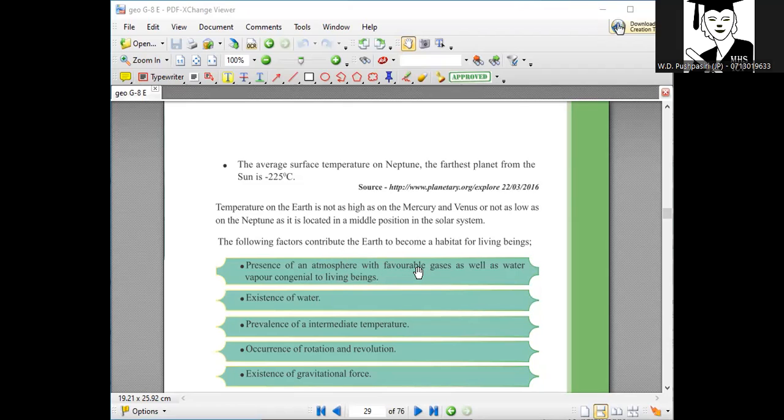Atmosphere with favorable gases. Remember that. Atmosphere with favorable gases and water vapor. Right? And water vapor. Vapor is gas.